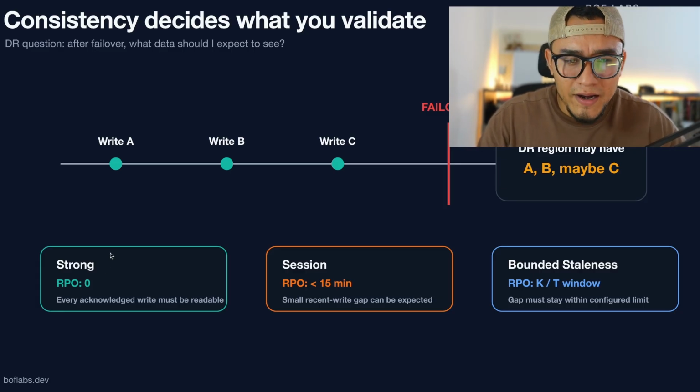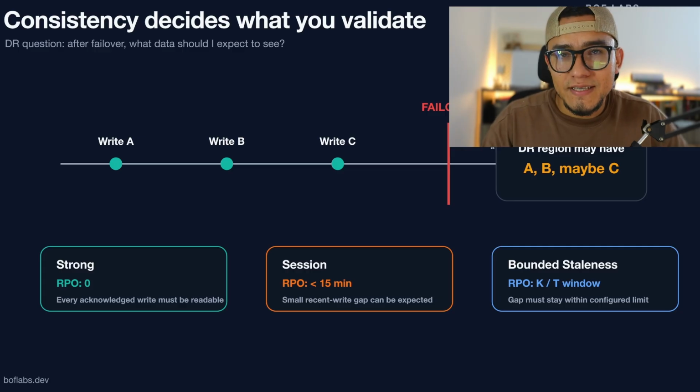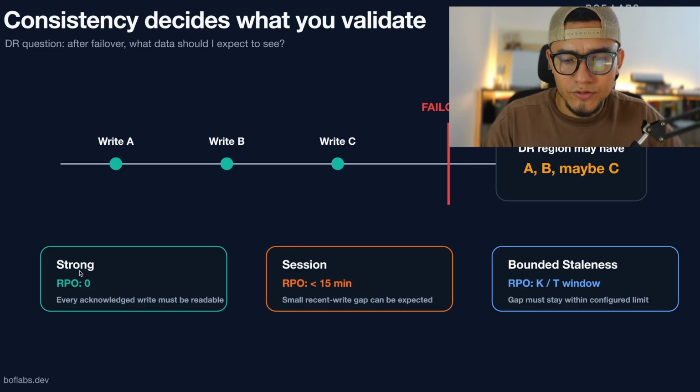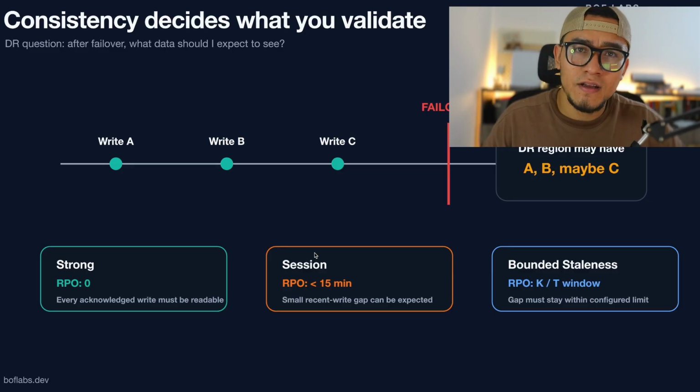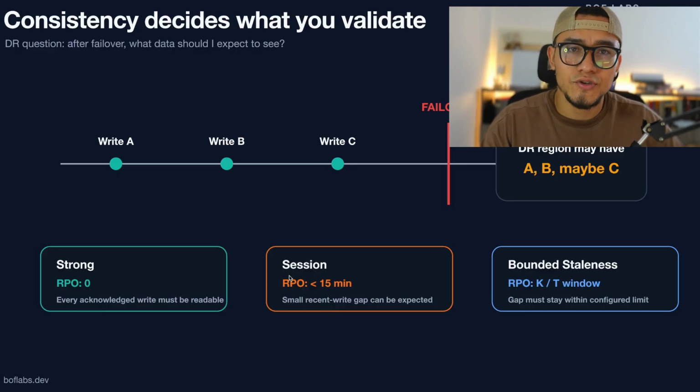For DR, the metric that matters is RPO, which stands for Recovery Point Objective, which basically means how much data can you lose if we do a failover. A strong consistency gives you 0 data loss. That's why the RPO is 0. And the reason for that is because every write is committed synchronously across all regions before it is acknowledged. In session consistency, which is likely what you are running, writes replicate asynchronously to other regions. The RPO, according to Azure, is less than 15 minutes, and usually it's much less. However, in your DR test, you should account for it.